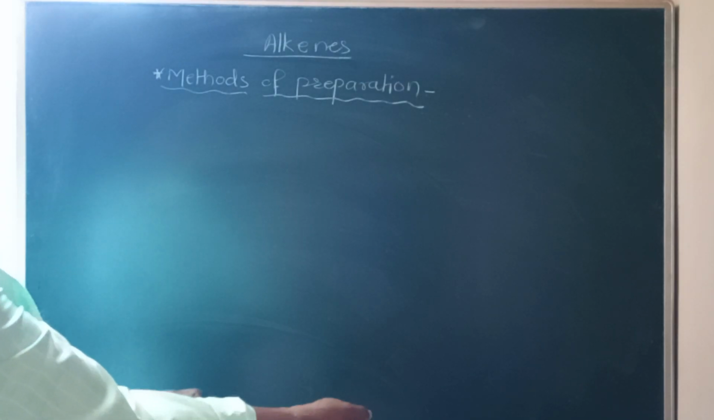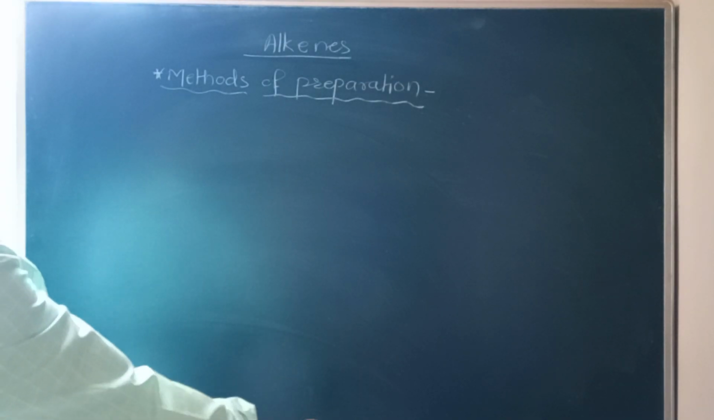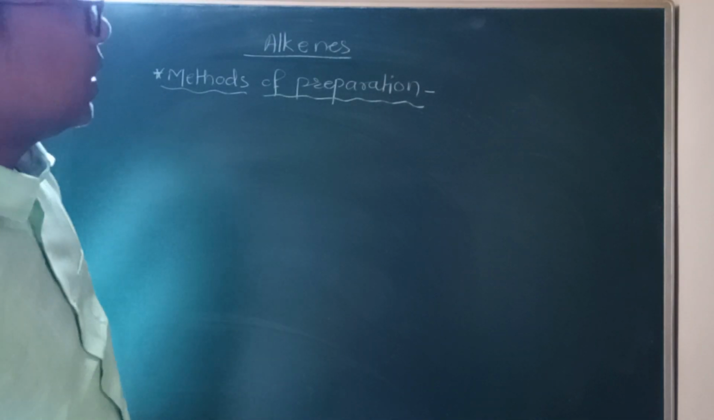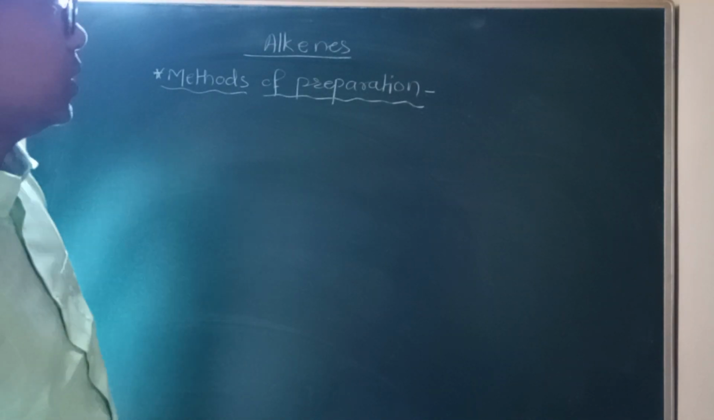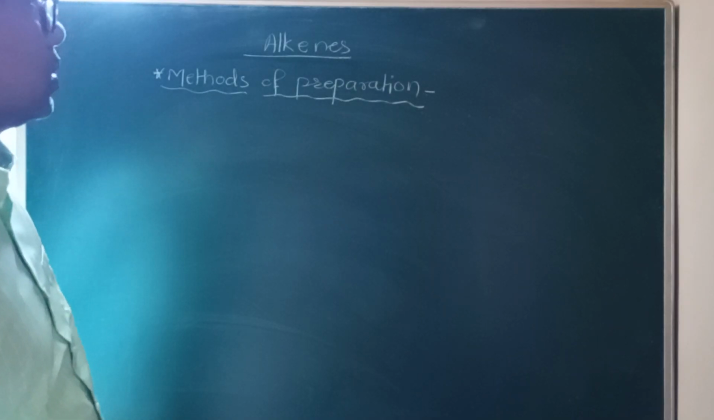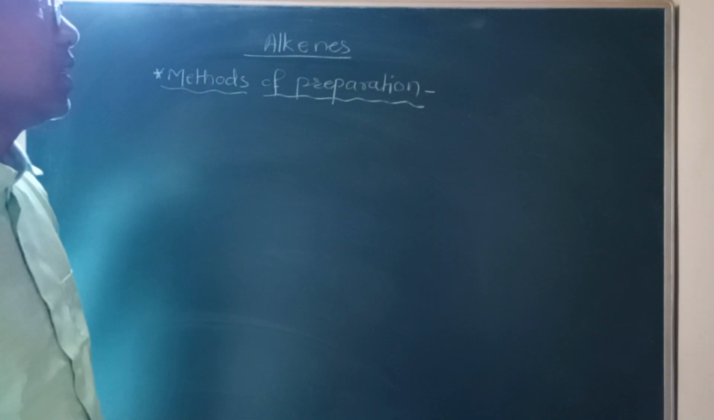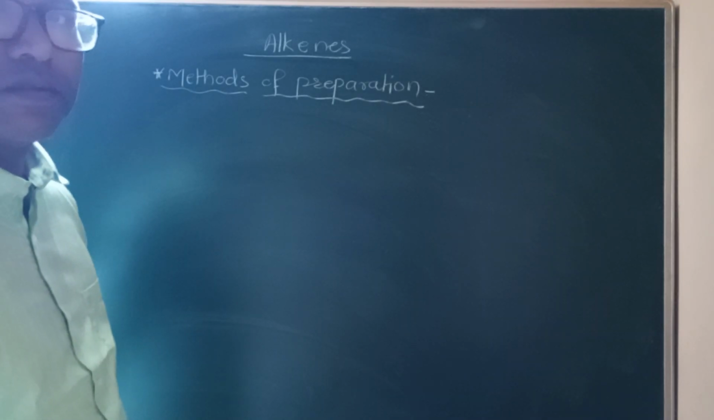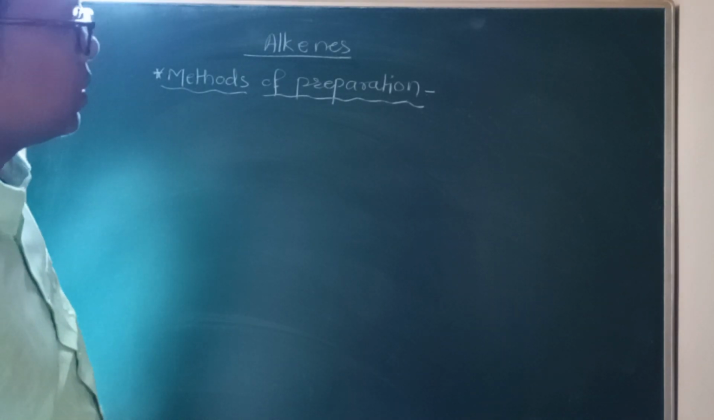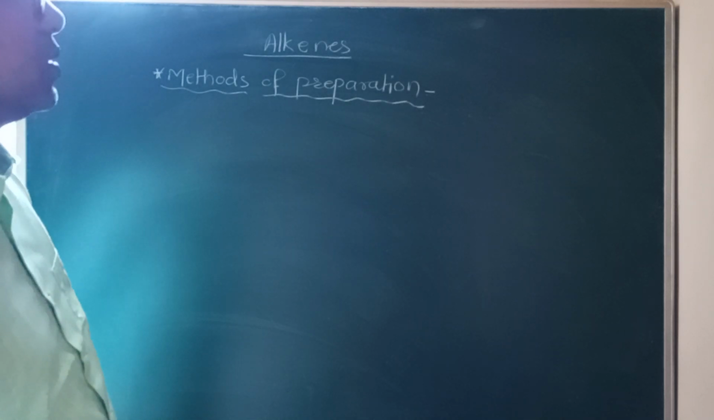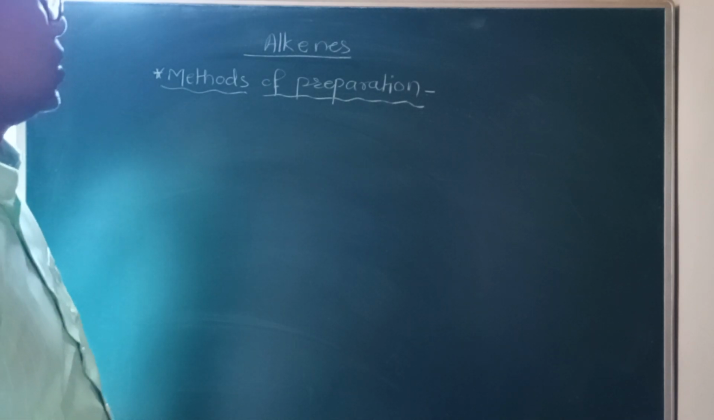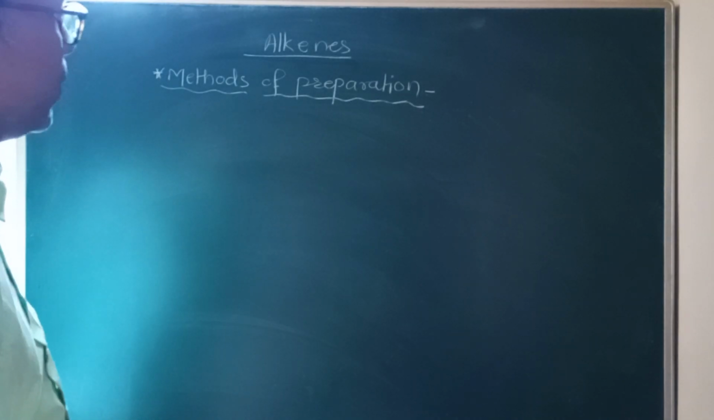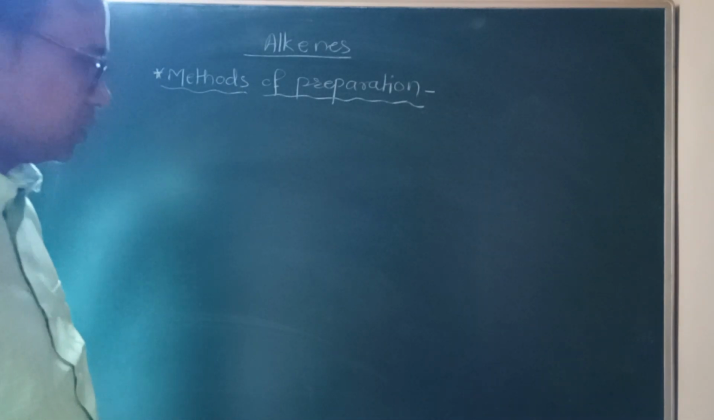So in our previous video we started with this topic, that is alkenes, where we have discussed some introductory part regarding alkenes, then followed by nomenclature, and then isomerism in alkenes. So in today's lecture we'll discuss methods of preparation of alkenes, right?